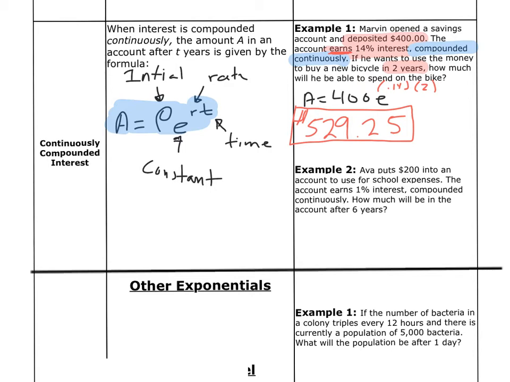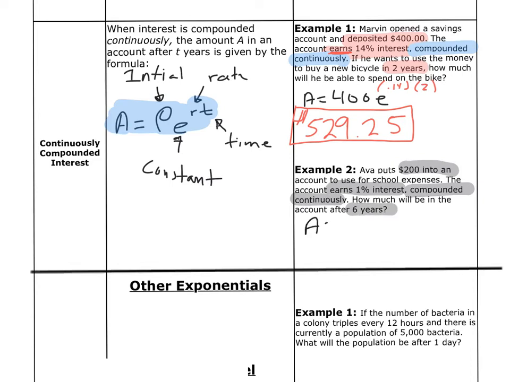Alrighty, let's look at example number 2. Example number 2 says that Ava puts $200, and I'll highlight some stuff, $200 in an account. She uses it for school expenses. The account earns 1% interest and is compounded continuously, and it's across 6 years, okay? So let's do that problem.